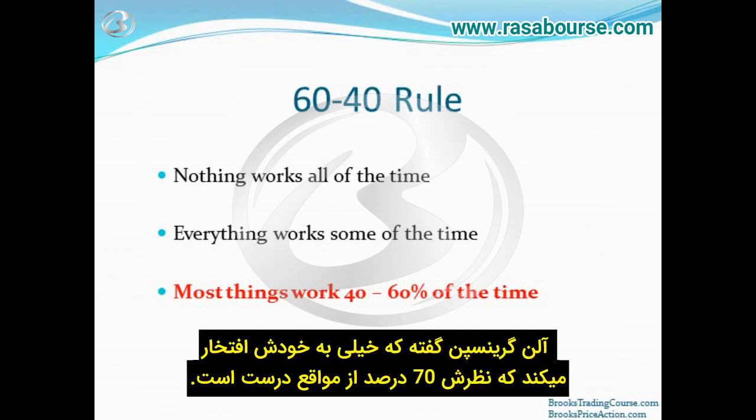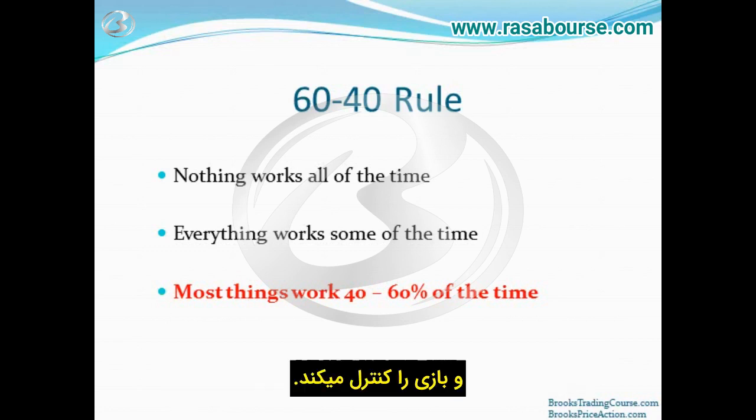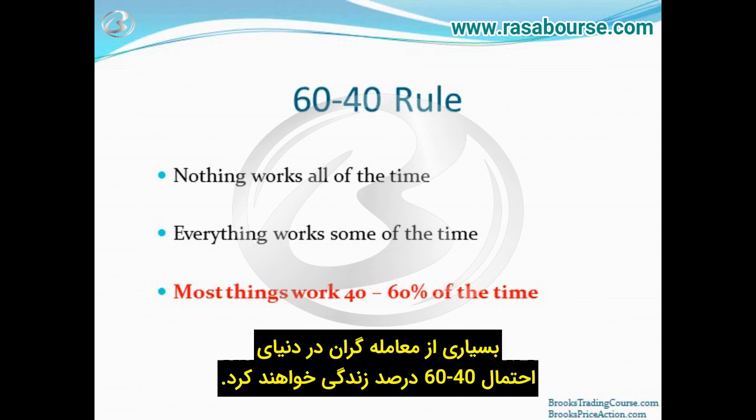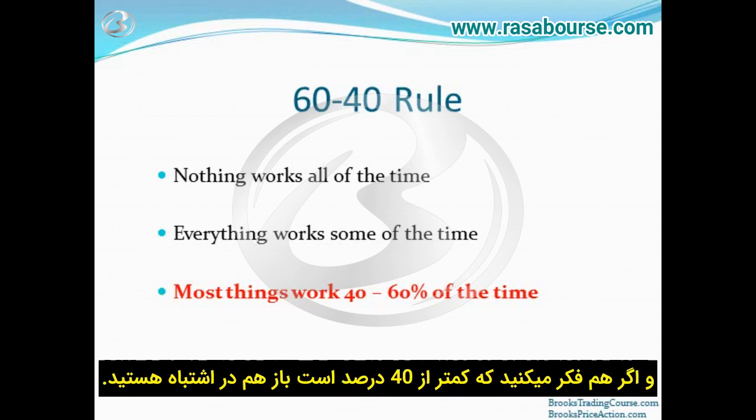And Alan Greenspan once said that he was very proud that he was right about 70% of the time. So here he is, the chairman of the Fed, making the rules and controlling the game, and even with that he could still be right only 70% of the time. So most traders are going to live in a world where the probability is 40 to 60%. If you think something is higher than that, you're probably wrong. If you think something is less likely than 40%, you're probably wrong.